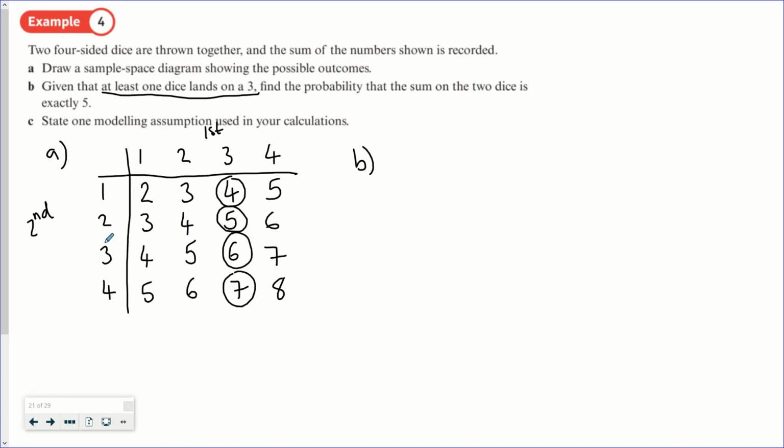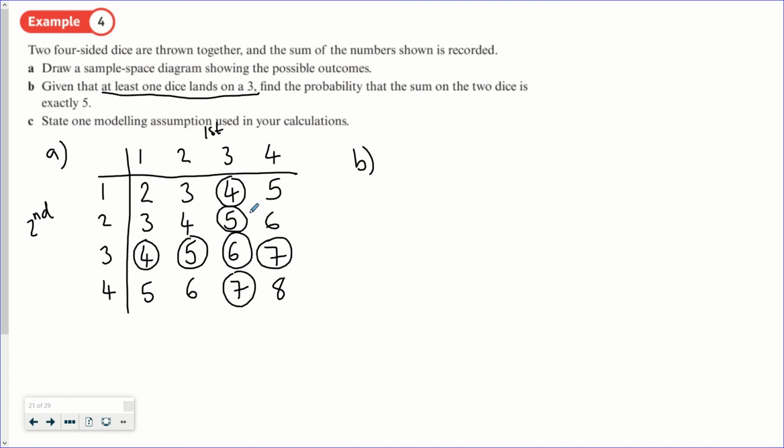And dice 2 could also have landed on a 3. And notice that here, when the first dice lands on a 3 and the second dice lands on a 3, we're allowed that because it says at least one dice. So we are allowed both dice landing on a 3. So it says, given that we're in this region of the probability space diagram, find the probability that the sum on the two dice is exactly 5.